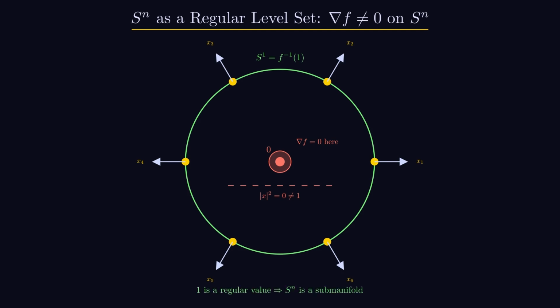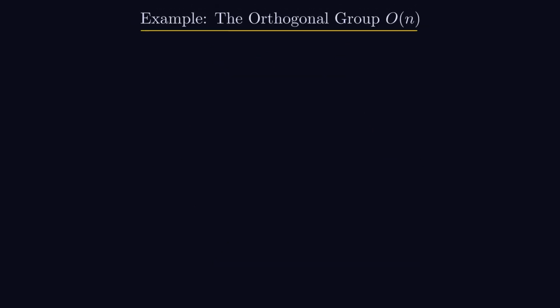The regular level set theorem then applies as on the previous slide, making S^n a properly embedded submanifold of dimension n. The orthogonal group O(n) is the set of n by n real matrices A for which A transpose A equals the identity I_n. Two spaces are needed to apply the regular level set theorem. M(n,R) is the space of all n by n real matrices, identified with R^(n^2). S(n) is the space of n by n symmetric matrices, identified with R of dimension n(n+1)/2. Define phi from M(n,R) to S(n) by phi of A equals A transpose A. Then O(n) equals phi inverse of I_n.